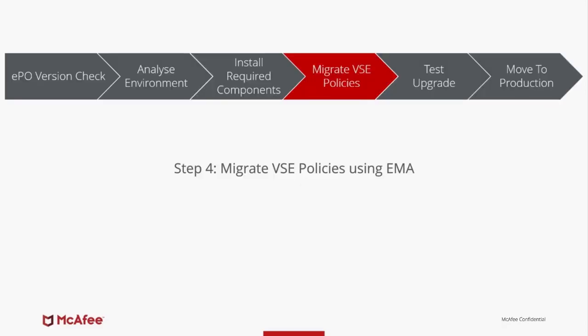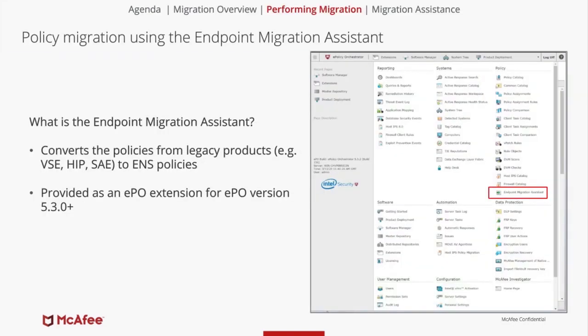The next step in the migration workflow is to migrate your VSE and legacy product policies using the Endpoint Migration Assistant. The Endpoint Migration Assistant is an extension that allows you to migrate your legacy policies from products such as VSE, Post-Intrusion Prevention, and Site Advisor Enterprise to their equivalent endpoint security policies, an EPO extension that works for EPO versions 5.3 and above.